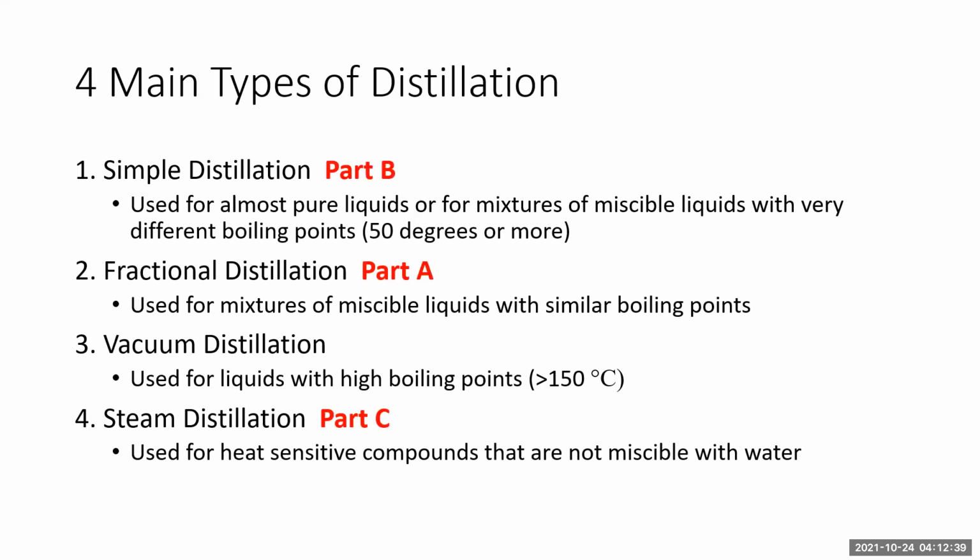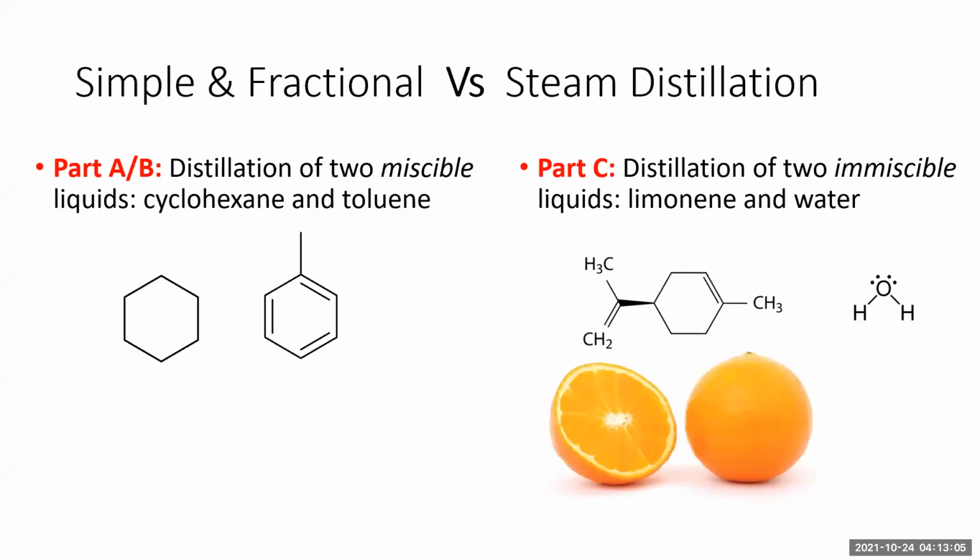Okay, so if you're looking in your lab manual, what you'll see is that fractional distillation corresponds to part A, simple distillation corresponds to part B of this experiment, and they're both done on the same miscible mixture of liquids. And then part C is the steam distillation of limonene and water. And those are two compounds that are not miscible with one another.